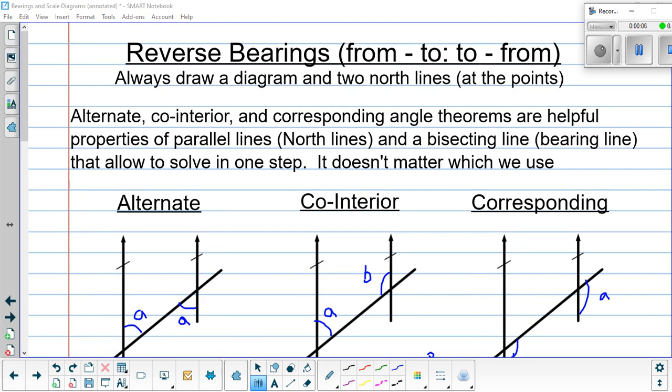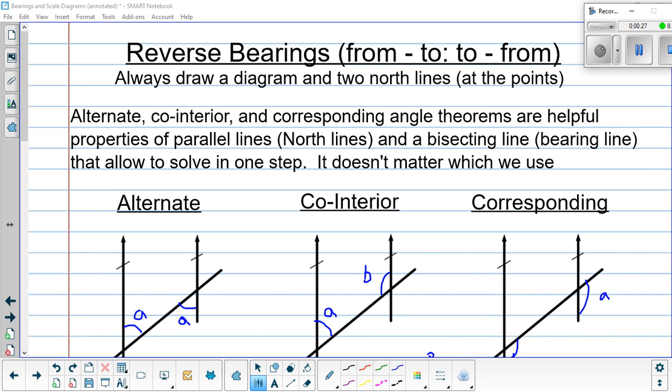So this is where we talk about processes where you go A from B, and then they ask you to go B from A. So you would think that you just switch around the numbers, but it's not actually that easy. What we're going to actually have to do is draw a diagram, always with two north lines, and then use one of our angle theorems.